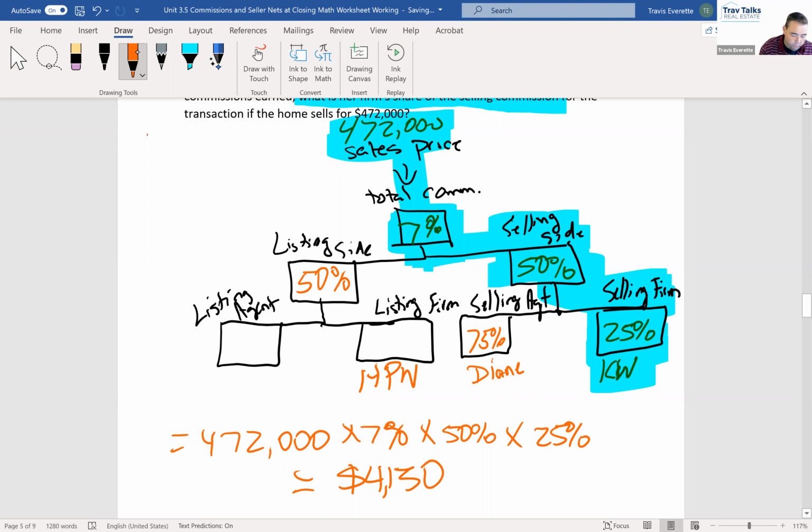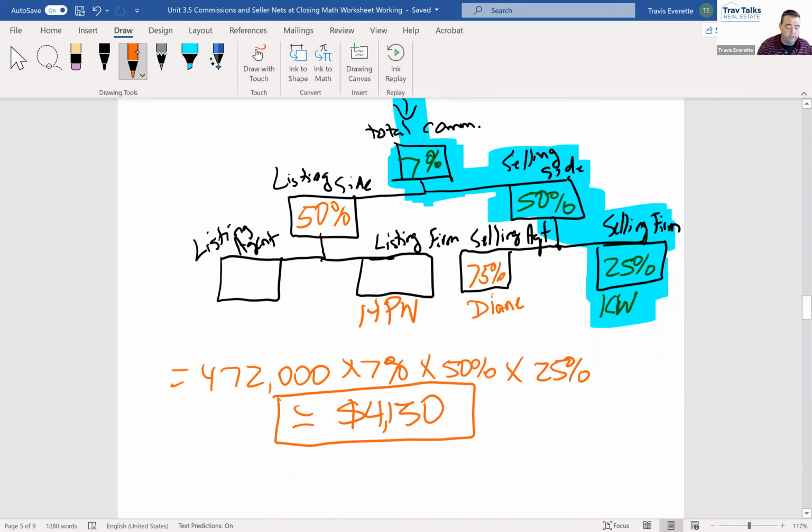Yep, $4,130. And just remember, I know it's hard to discipline yourself out of it. Don't hit the equals button, because if you hit the equals button, you're going to get a different answer. And it's not right. Percent button, that's it. You stop right there. So $4,130 is what Keller Williams is going to earn on that transaction.